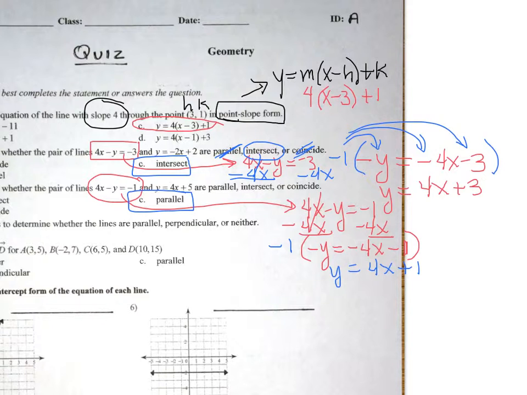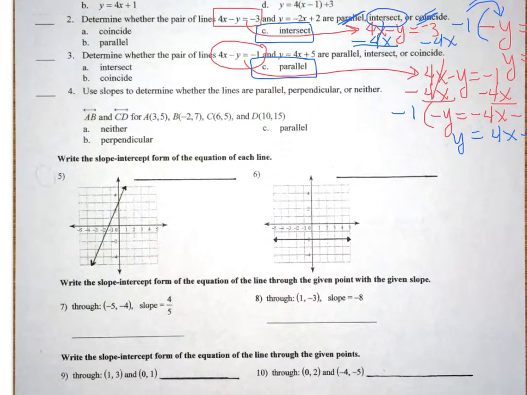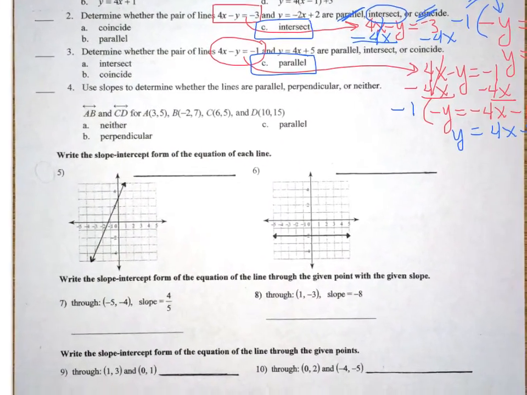Now, next problem. Problem number 4 says determine using the slopes. So you got to use the slopes. So you have to find the slopes to determine if the lines are parallel, perpendicular, or neither. So here, let me go ahead and just find the slope of AB, slope of AB. And I label my points. Let me just make this a little bigger.